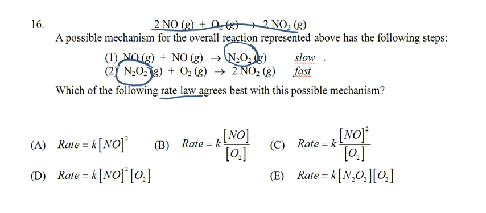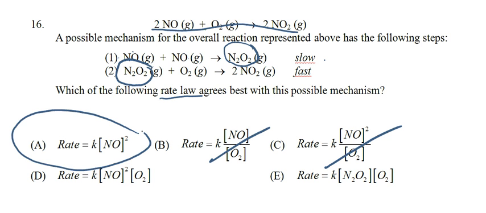So, when determining the rate law, you'll never see an intermediate. So B and C are out automatically. We want to include all the reactants, NO, all the reactants up to and including the slow step. Since NO appears twice, A is our winner.